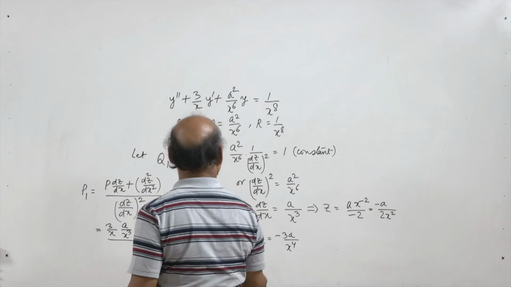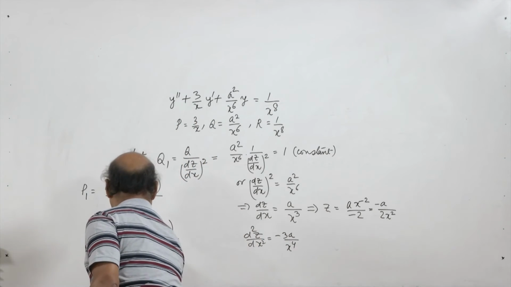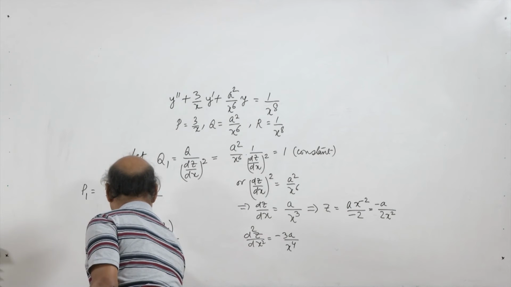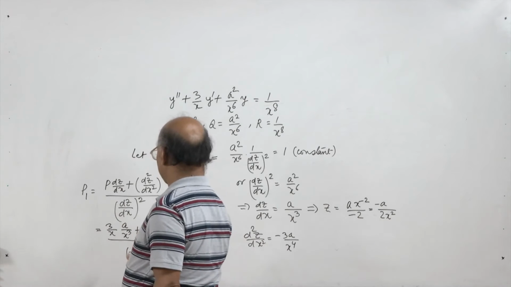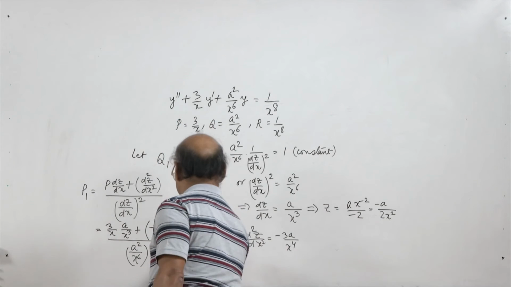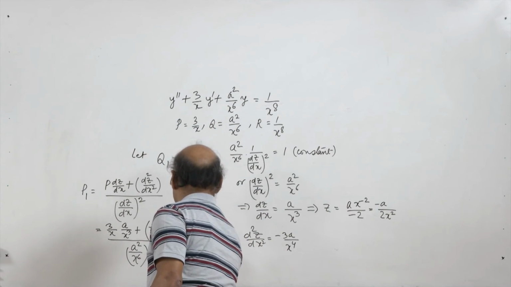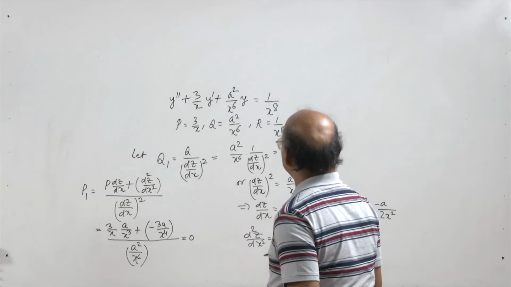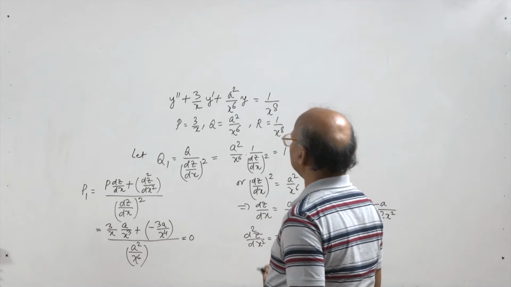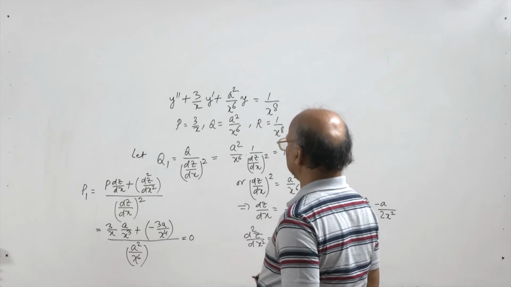over (dz/dx) whole square, which is a square by x to the power 6. Now, here we have 3a by x to the power 4, here minus 3a by x to the power 4. So, this is equal to 0. So, when q1 is assumed as a constant, which we have taken here as 1, p1 also comes out to be a constant which is 0.